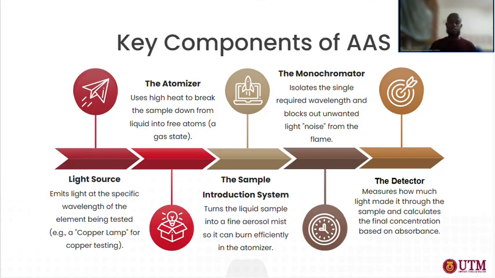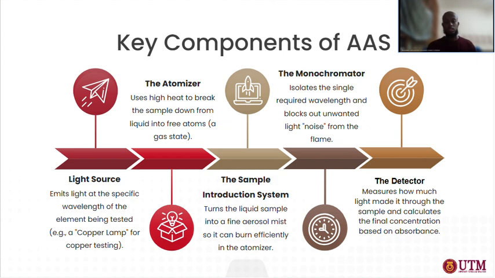Okay, and the key components of AAS, we have five main components. First one, we have the light source. This is very crucial because it's not just a generic light source. If we are testing for copper, for example, we must plug in a copper lamp. It emits the exact specific wavelength of light that only copper atoms can absorb.